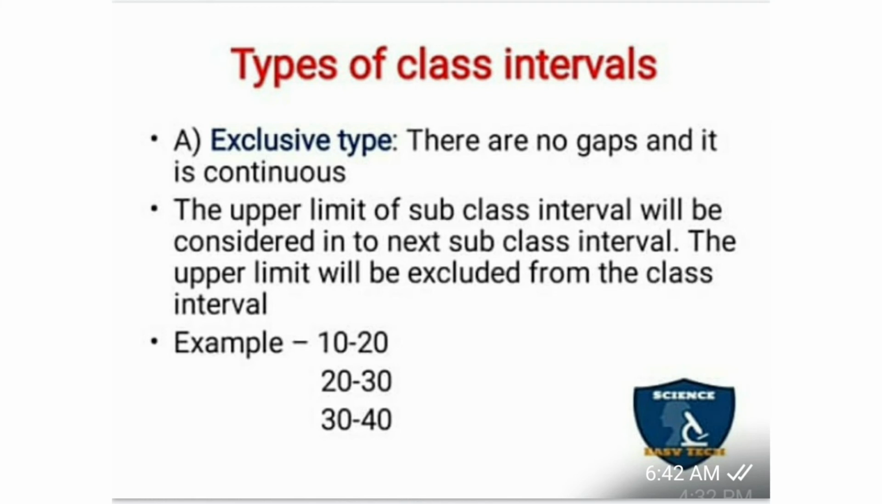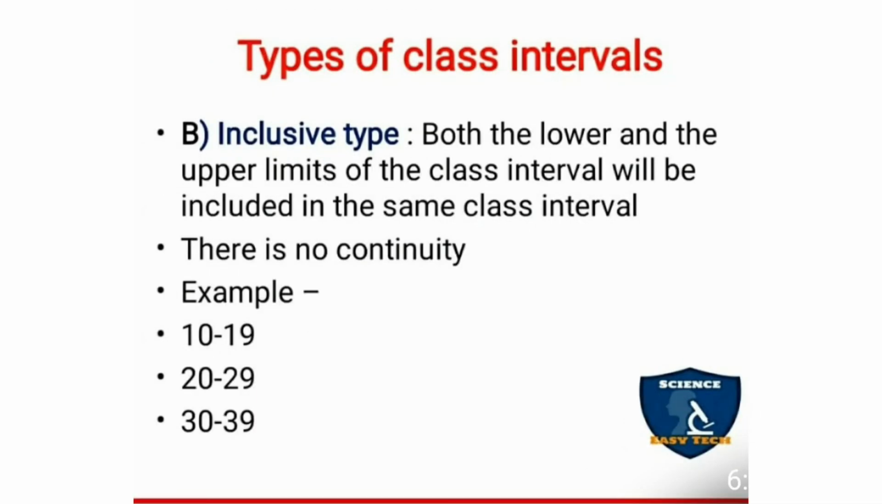For example, here in 10 to 20, if 20 comes, you should not include it in 10 to 20. Instead, where should you include it? In 20 to 30. Similarly, in 20 to 30, if the value 30 comes, you should not include it in 20 to 30. Instead, you should include it in the 30 to 40 class interval. Okay, so this is called exclusive type.